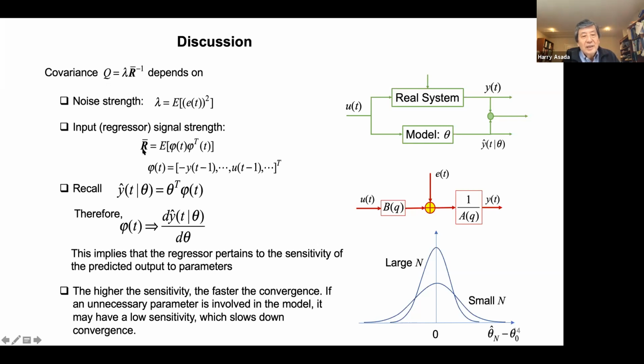So how can you make R big? Okay, you have an input u_t and then observations y_t. These must be big. These must be big. So with a larger regressor, you can get a better covariance. So maybe the process converges more quickly.